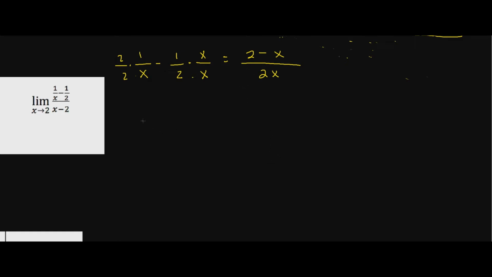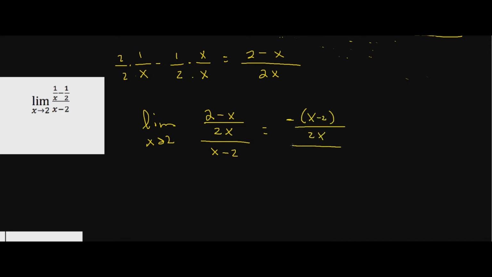All right, now let's go ahead and rewrite this problem. The limit as x approaches 2, we're going to get 2 minus x divided by 2x, all divided by x minus 2. Now, ideally, we would like to cancel these expressions out. And this 2 minus x, I'm going to get really fancy, and I'm going to rewrite it as negative x minus 2, all divided by 2x divided by x minus 2.